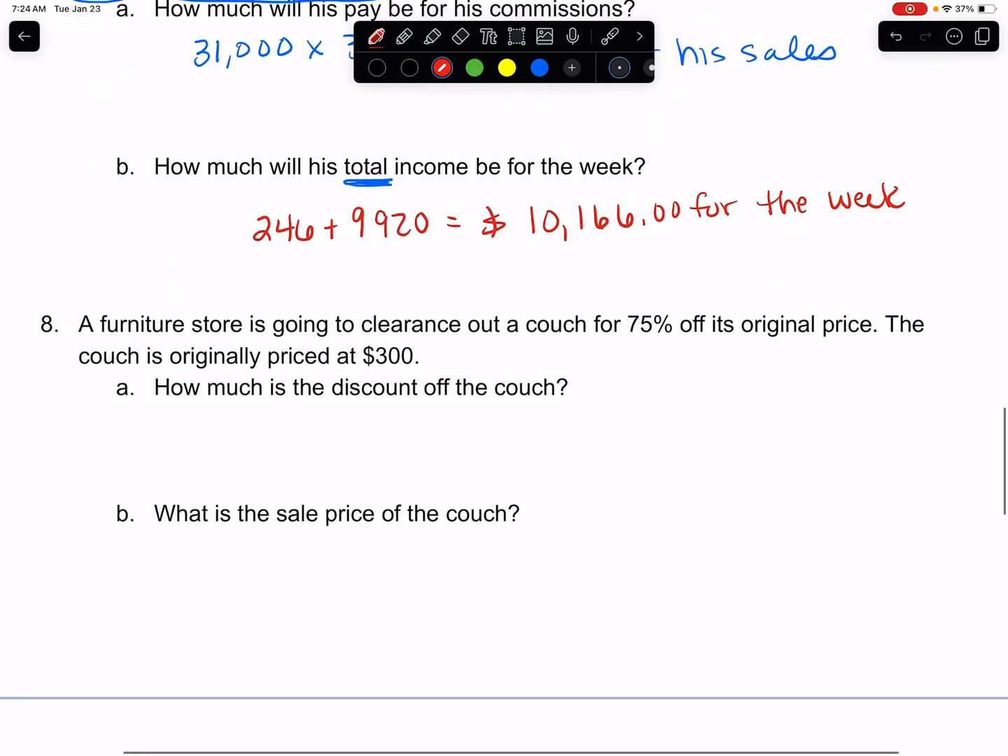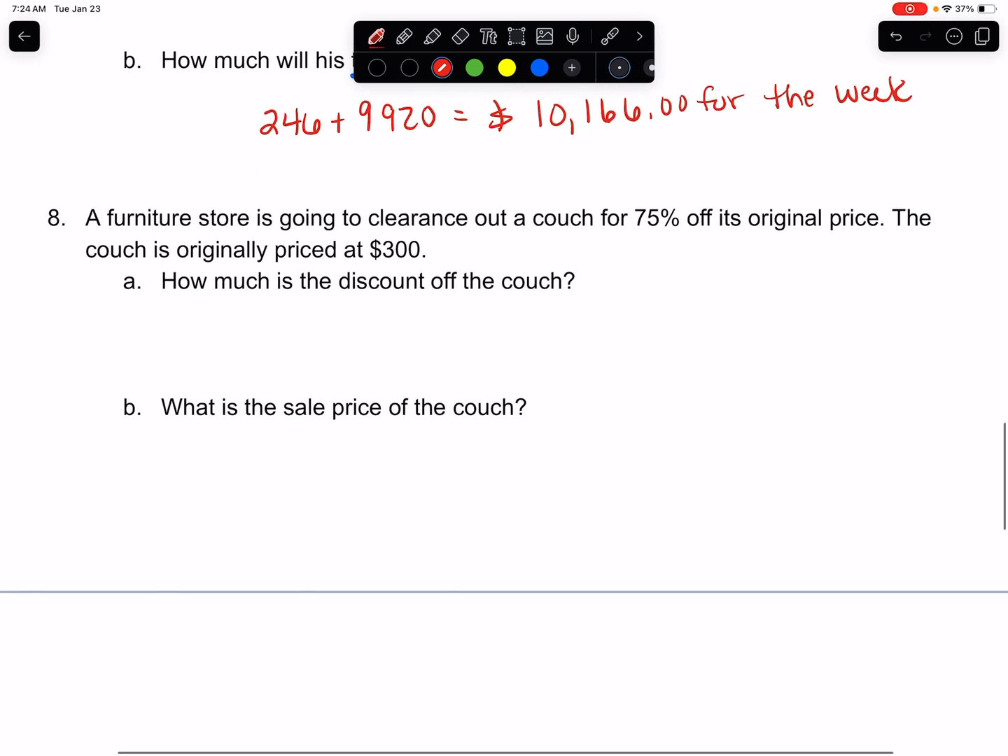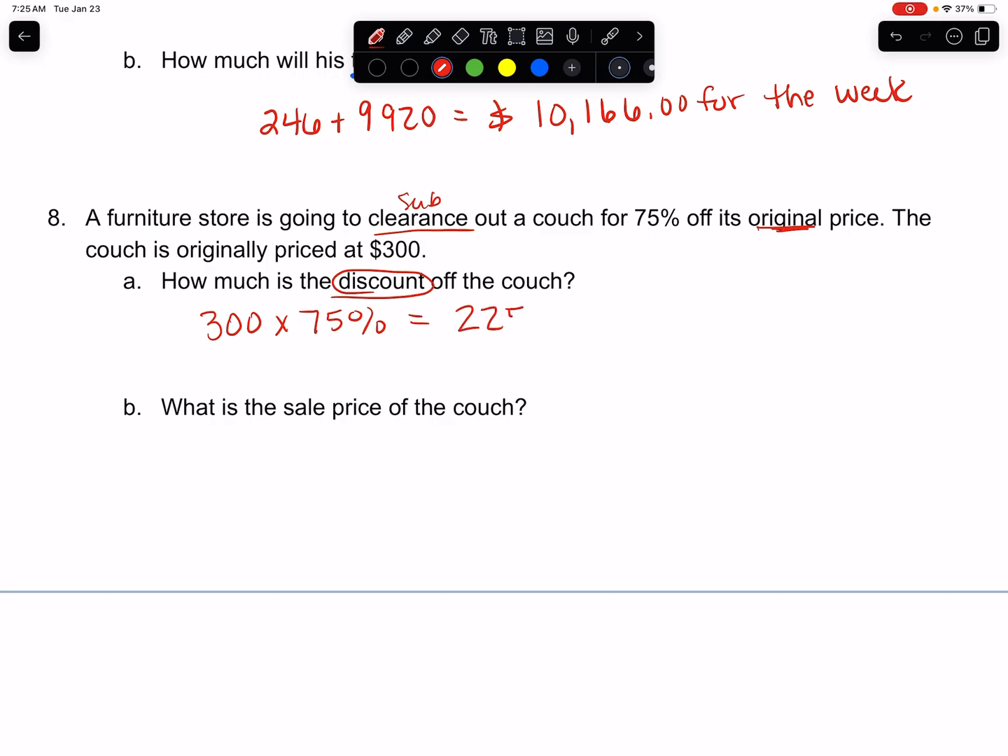Okay, this one I find funny. It's about a couch, and the couch is like next to nothing at the end. So the furniture store is going to clearance a couch. Clearance means subtract. For 75% off its original price. The couch is originally priced at $300. How much is the discount? So that means I'm going to take $300 times 75%. And I believe I get 200 and something. Let's see. I'm using my calculator because, again, if it's available, I'm going to use it. So I got $225 off.